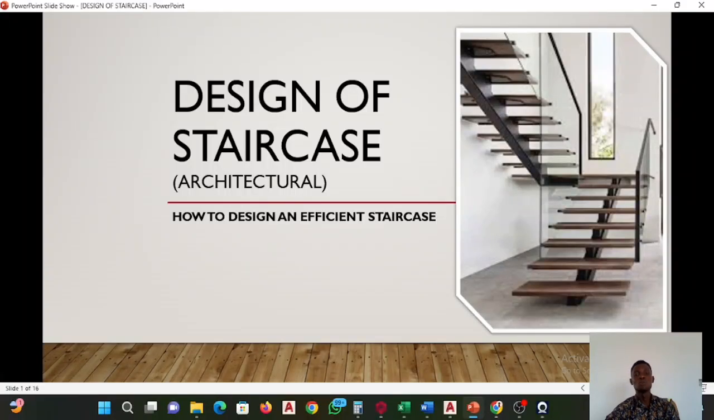Today's video, I'm going to be teaching you how to design a staircase. So, the architectural design of a staircase, that's what we are going to be doing today. The purpose of this video is because I've seen a lot of staircases that are too steep. In this video, we are going to be talking about how to design the architectural design of a staircase, how to know the number of the riser and the sufficient thread you need for a staircase design.